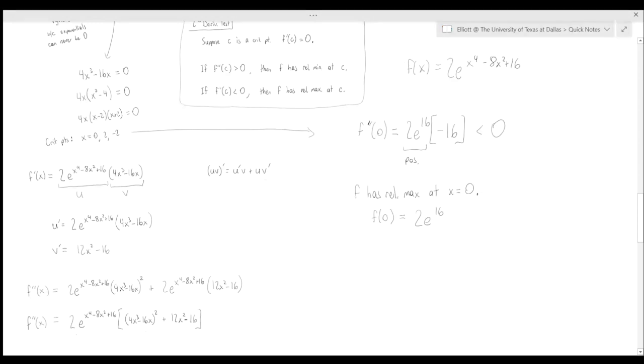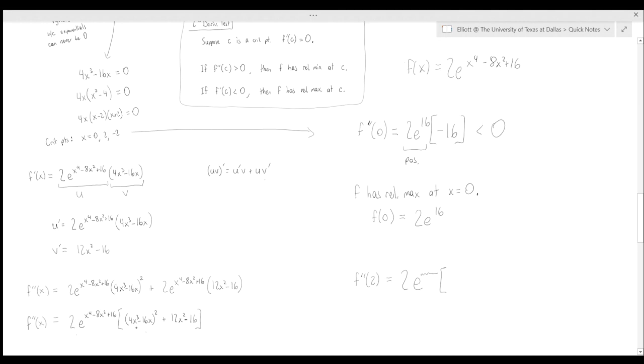All right, so we checked the first critical point. We got to check the remaining ones. Next, let's plug 2 into the second derivative. Okay, here it is. Okay, so when you plug in 2 for x, you're going to get 2e to something in the exponent, which is not too important.